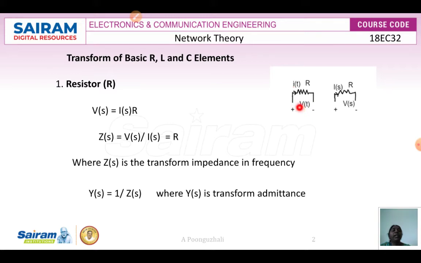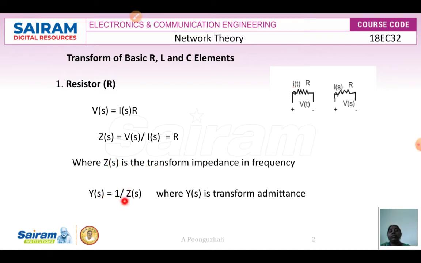So if you are going to take the Laplace transform of this function, current I of t is going to be your I of s and V of t is going to be your V of s, and this is going to be your resistance R. So I can write V of s is equivalent to I of s into R. So from this, if I write Z of s is equivalent to V of s by I of s, that is nothing but R, where Z of s is going to be the transform impedance in frequency. So s is going to be in terms of your frequency there.